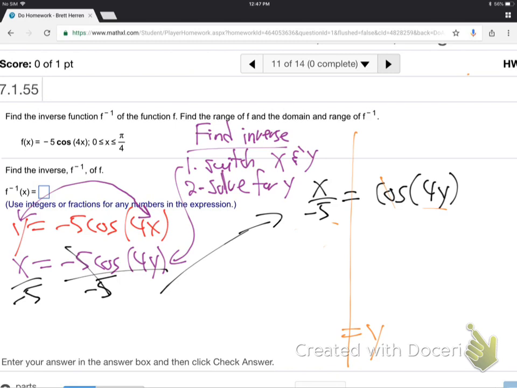4y is an angle. Okay, well then what do we do? If that's not what we do, I used to do it all the time. What do we do? Cosine inverse of both sides. Yeah, you come in and you go cosine inverse, and they cancel. And we're out of time. We'll do more of that next time.